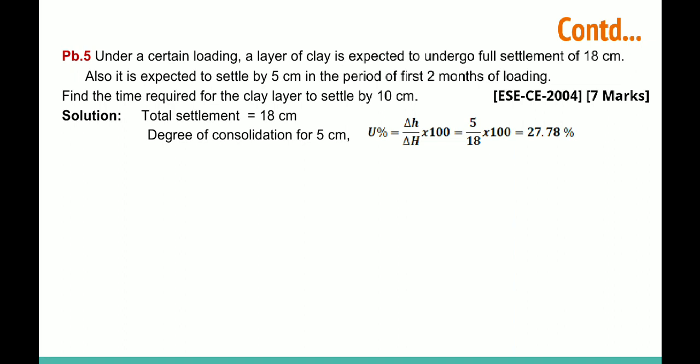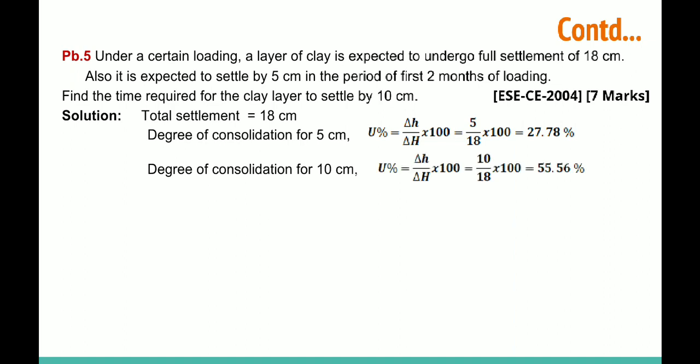27.78%. So for this degree of consolidation, that is less than or equal to 60%, we can apply the formula pi by 4 into U square. So by applying that formula, we can calculate the time factor. So degree of consolidation for 10 cm, again we can calculate that is 55.56%. So we have this relation, we can use Tv is equal to Cv into t by d square.